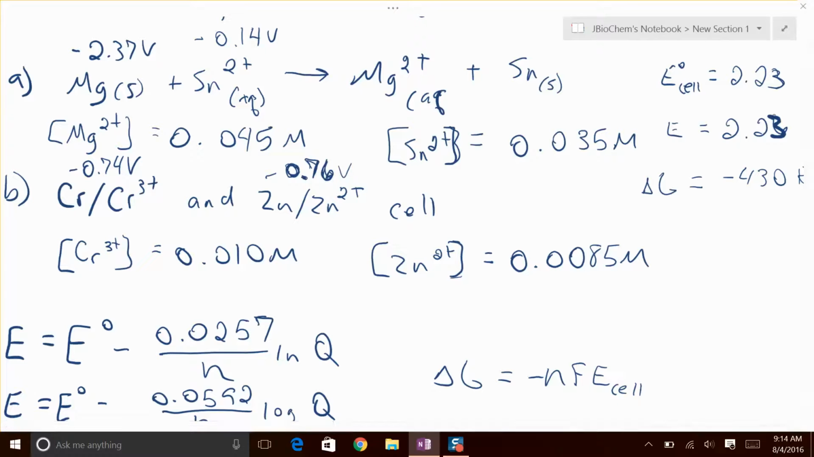How do you calculate N? For A, for B, you're going to have to write the balanced chemical equation first, which I didn't give you. So you need to write out the chemical equation, balance it, and that will tell you how many electrons.